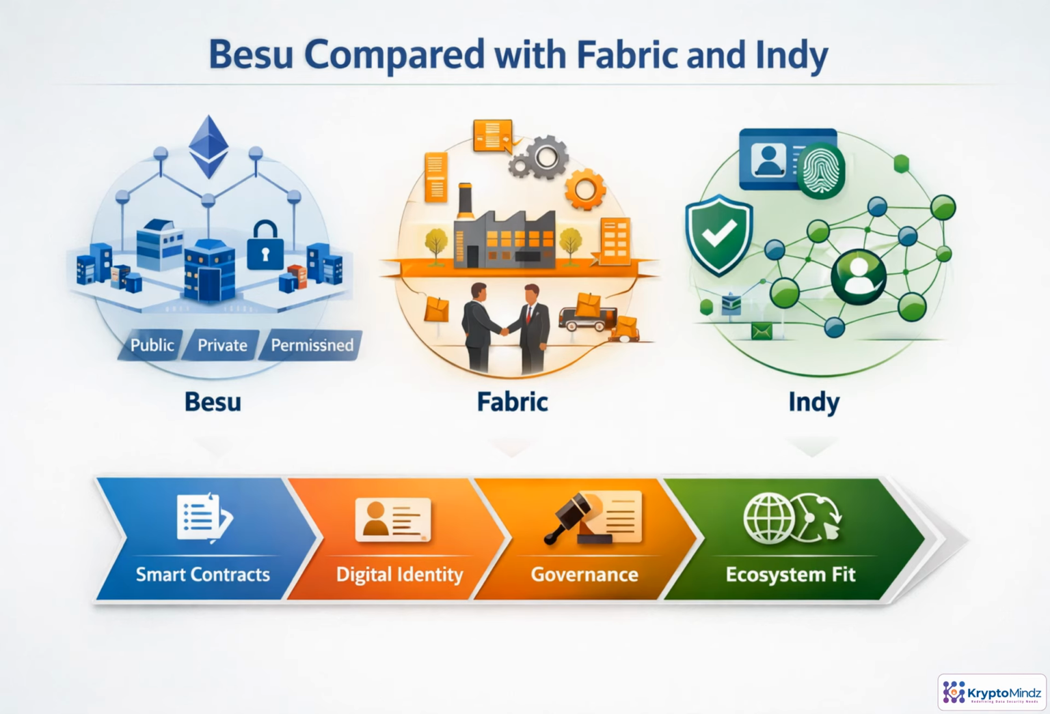A common mistake is treating Hyperledger as a single blockchain choice. Besu, Fabric, and Indy solve different problems. Besu is the Ethereum-compatible option, especially when EVM smart contracts and Ethereum tooling matter across public, private, or permissioned networks. Fabric is built for controlled enterprise consortia with modular workflows. Indy focuses on decentralized identity. The right choice depends on your contract model, identity needs, governance rules, and ecosystem fit.